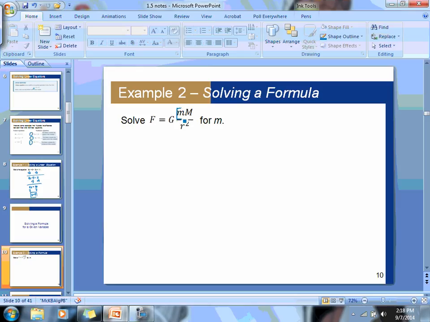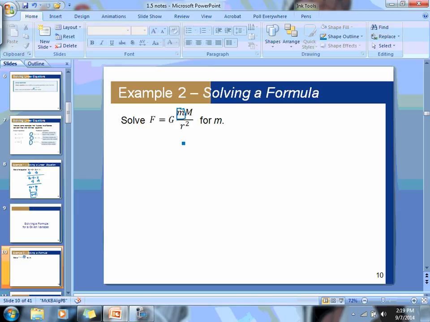If you need to, you can put a little box around him so you can isolate him. And we have to get everything else away from him. So he's got a g that's being multiplied by him, so we'll have to undo that. We've got a capital M that he's being multiplied by, so we'll have to undo that. Remember, you undo multiplication with division. And then here we've got dividing by r squared. So we'll have to undo that, and we undo division with multiplication.